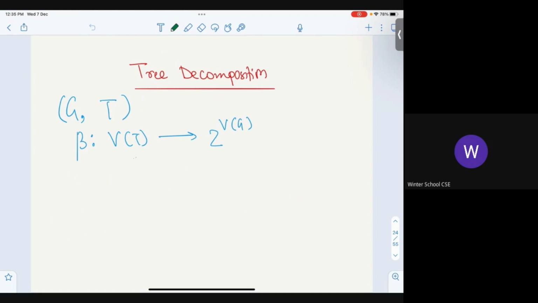Okay, so now let me define the tree decomposition the way it is given in textbooks. And maybe we can spend a few minutes on why they're actually the same. Now, given this G and T, what I'm going to say is slightly the inverse of what we did. I'm taking this load perspective, and for every vertex, this beta tells me my load comes from these vertices. So this beta function is a function from the vertex set of T to 2 to the power of the vertex set of G. And how is it defined?